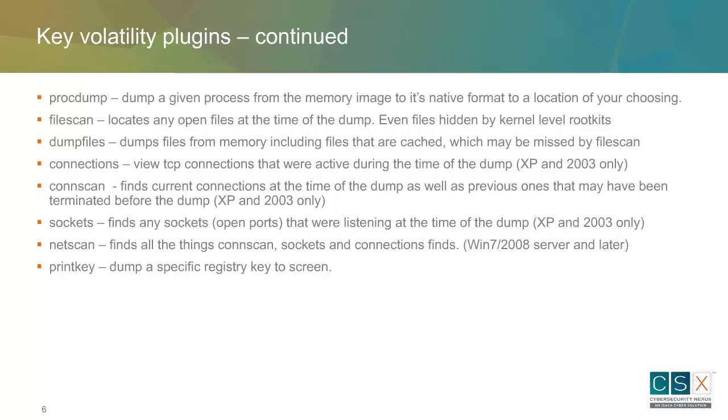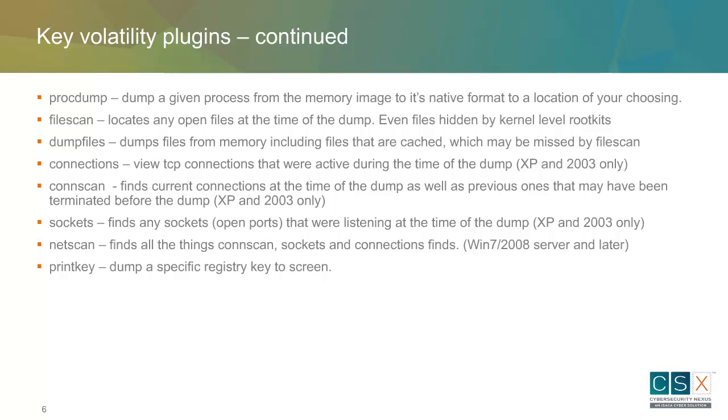There's also connections, which allows you to view TCP connections that were active during the time of the dump. Now keep in mind, connections is a valid plugin only for Windows XP and 2003. And I know you might be thinking, oh man, that would be useful to have in later operating systems. Well, there's also ConScan that finds current connections at the time of the dump, as well as previous ones that may have been terminated right before the dump. And it is for XP and 2003 only. There's Sockets, which is also XP and 2003 only. It finds any sockets and open ports.